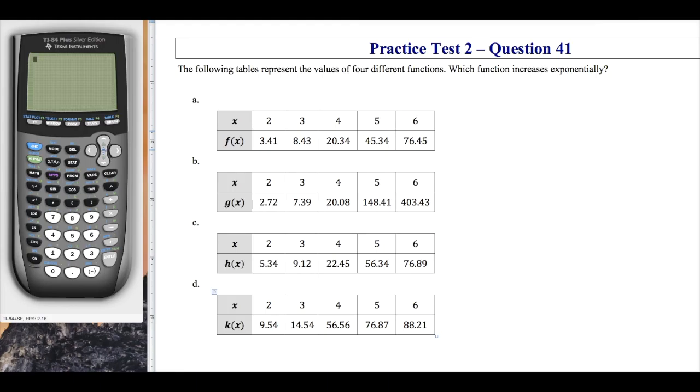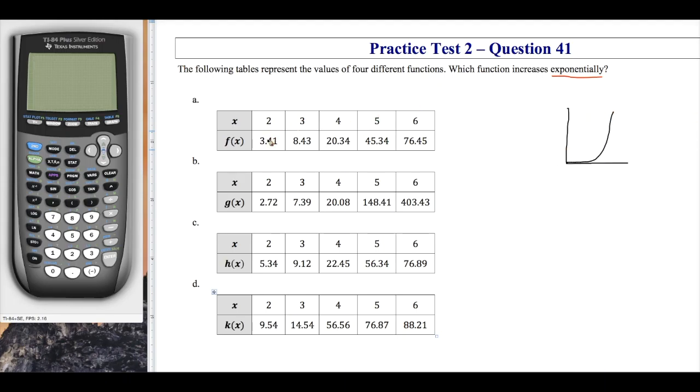The following tables represent the values of 4 different functions. Which function increases exponentially? First, understand the word exponentially. Remember that an exponential graph starts out increasing gradually and then skyrockets at the end.